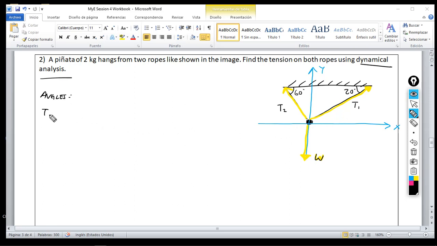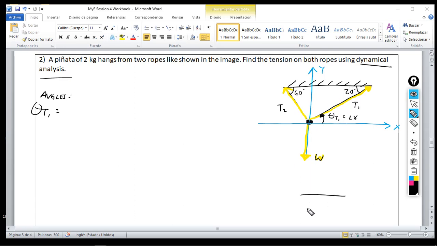So the angle of T1. What is the angle? It's this one. Remember, it's always measured with respect to the x-axis. The angle of this force is measured from here. This is the angle of T1, and it's going to be the same as this angle of 20 degrees, because of properties of the lines.